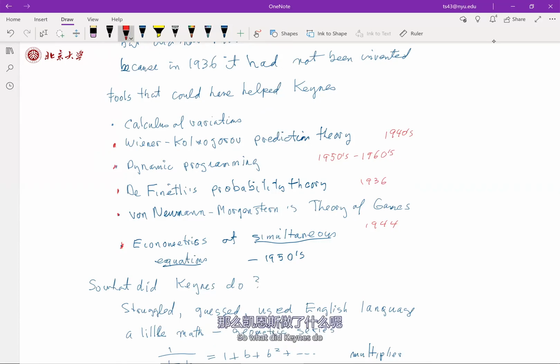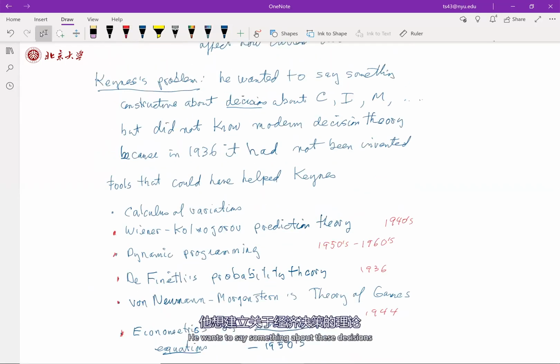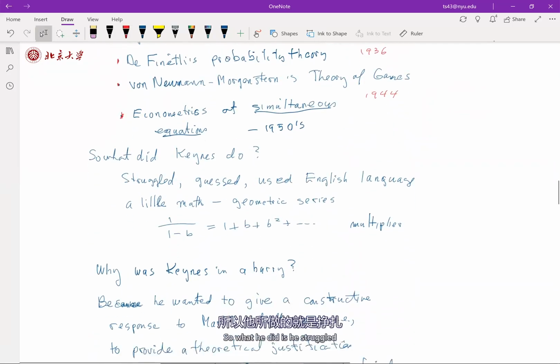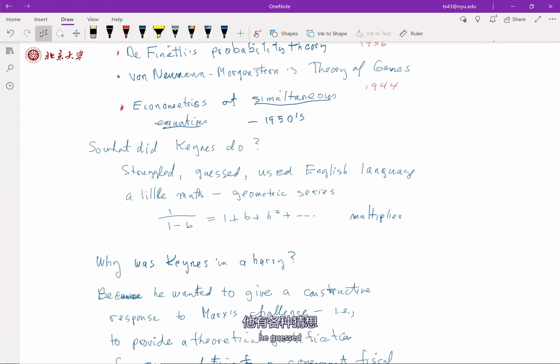So what did Keynes do? He wants to say something about these decisions, but he doesn't have the tools. So what's he going to do? He struggled, he guessed, he used all of his cleverness, he used the English language, he used a little bit of high school math. He had a geometric series: 1 over 1 minus b is equal to 1 plus b plus b squared plus, forever. That's the multiplier. So you could ask, well, why didn't Keynes wait?